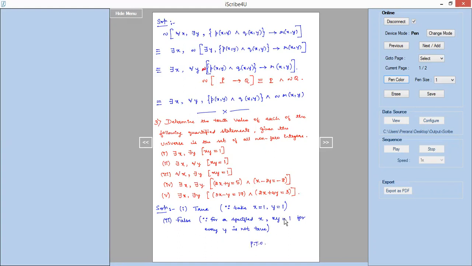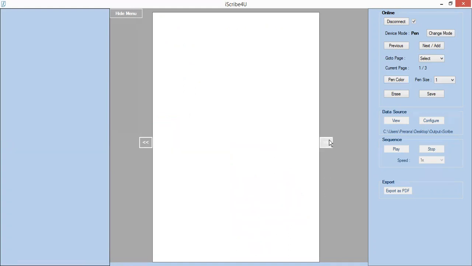So I'll just put that on the next page. So we have the third one, solution is false because for x equal to a specific value, say 2, there is no integer y such that x into y is equal to 1. So that was the third one for us. Now we have the fourth one.